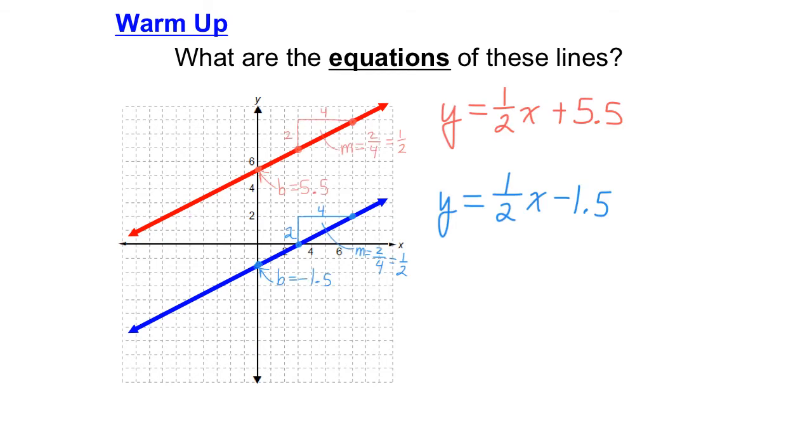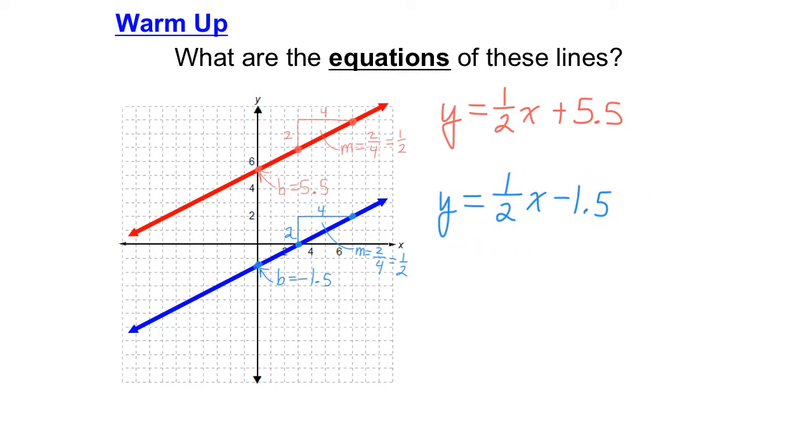Well, for the red line, the y-intercept is 5.5. Rise over run ends up being 1 over 2 in lowest terms, so the equation is y equals 1 over 2x plus 5.5. For the blue line, the y-intercept is negative 1.5. Rise over run ends up being 1 over 2 in lowest terms. So the equation for the blue line is y equals 1 over 2x minus 1.5.